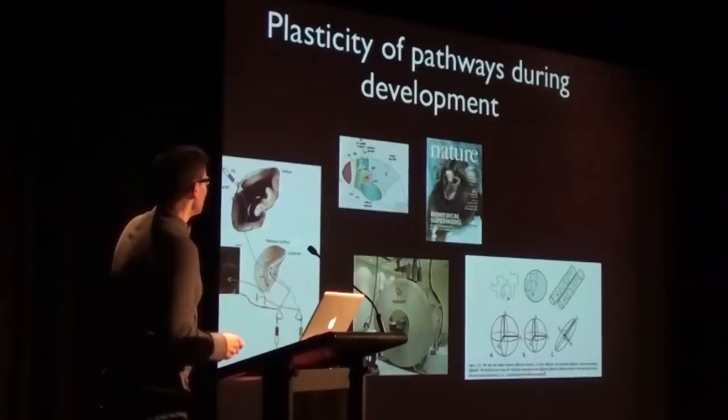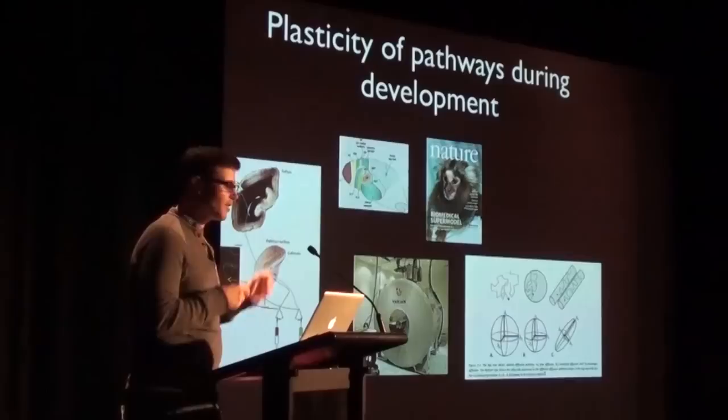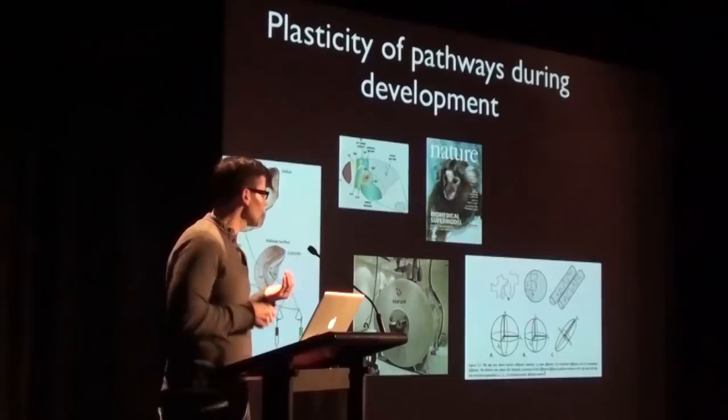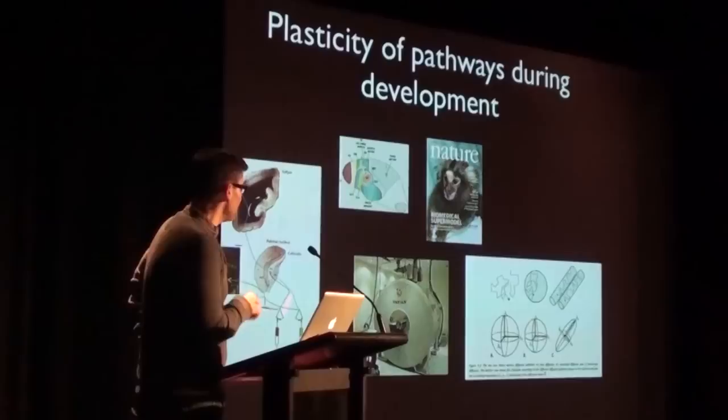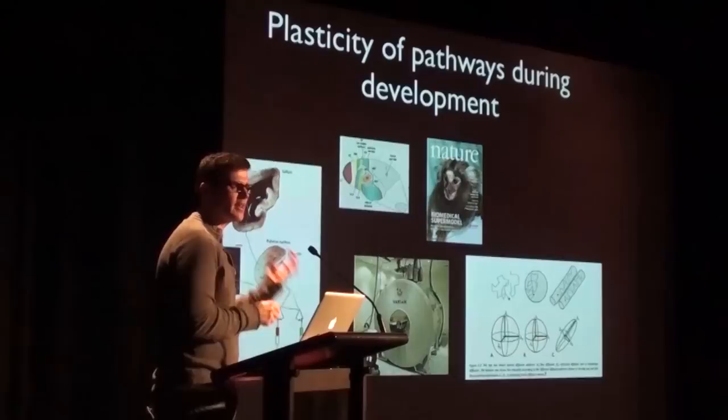So how we examine this plasticity of pathways is by doing neural tracing, where we put tracers into the brain and look at how the connections form. But more recently, the technology has been that we can actually use MRI. This is not a clinical scanner, but an animal scanner. It's 9 Tesla, whereas most of the ones you see in the hospital are only 3. So it gives us a much higher resolution, and we can stick the animal in there.